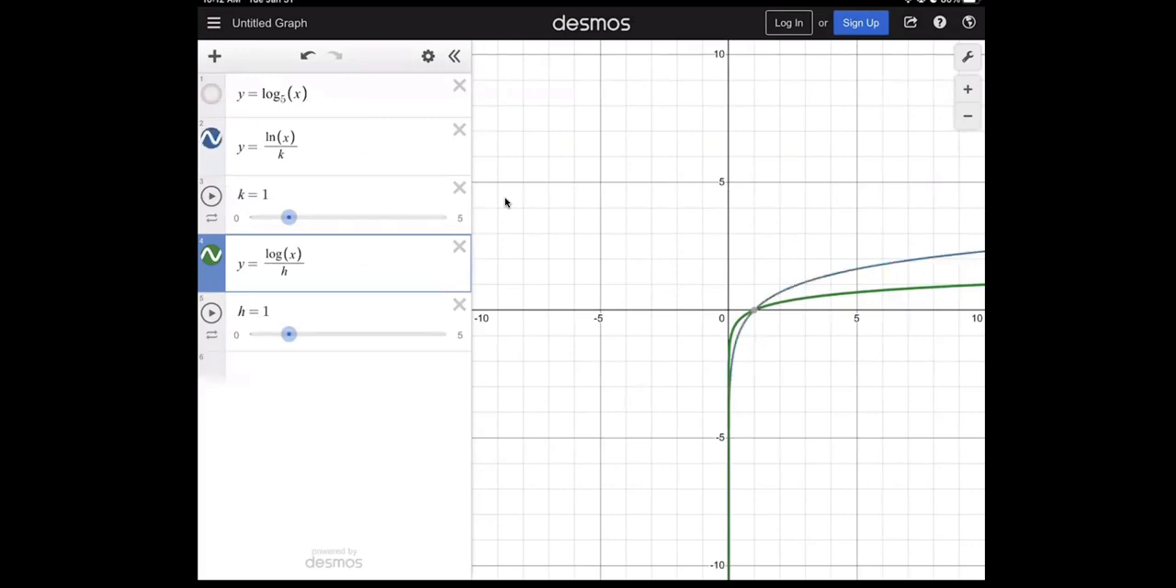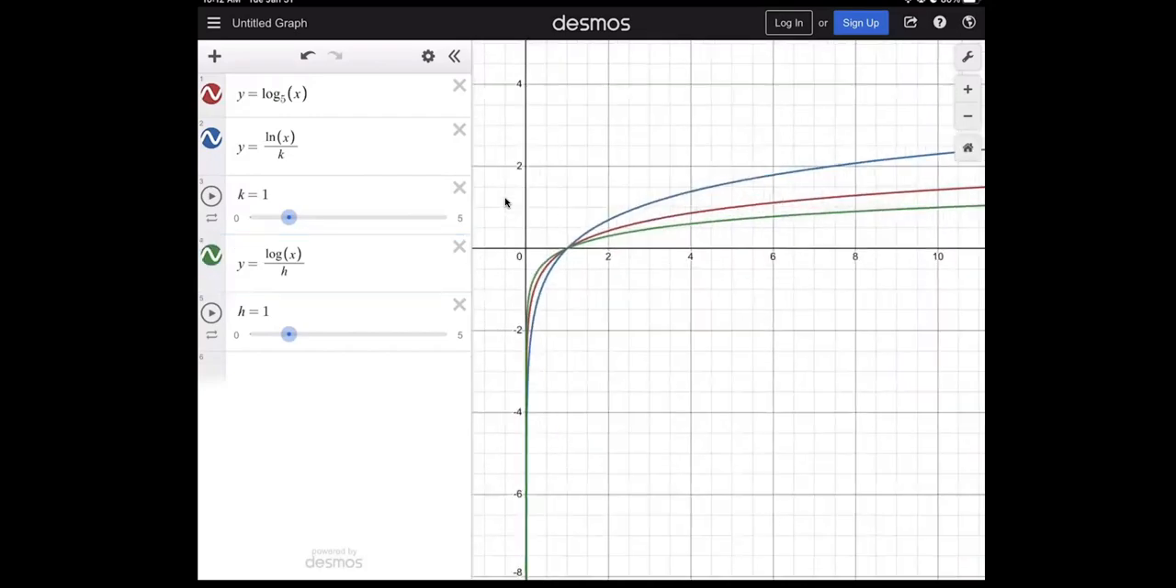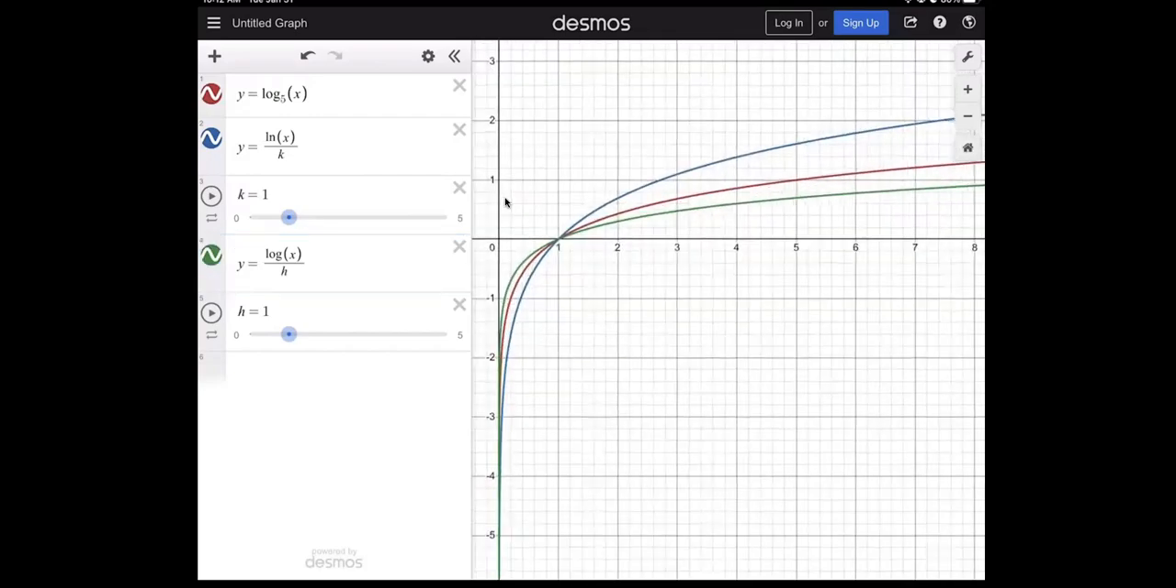And I also can look at my ln graph. And again, I'm dividing by just 1 right now, so that is just ln. And if I put them all 3 here together, they are similar, right? But they are not all the same. We have similar behavior. We all go through that point, (1,0), but the blue one is maybe bigger on both sides. The green one is smaller on both sides. So I'm going to turn the green one off for a second.